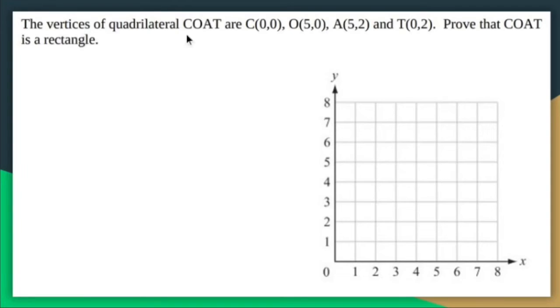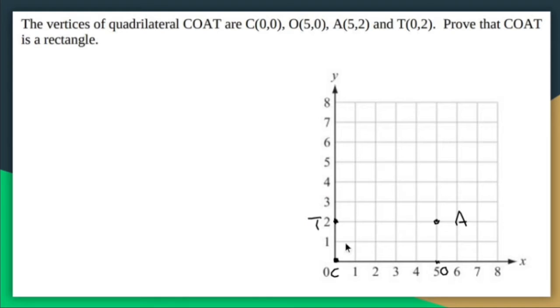The vertices of quadrilateral COAT are C (0, 0), O (5, 0), A (5, 2), and T (0, 2). Prove that COAT is a rectangle.